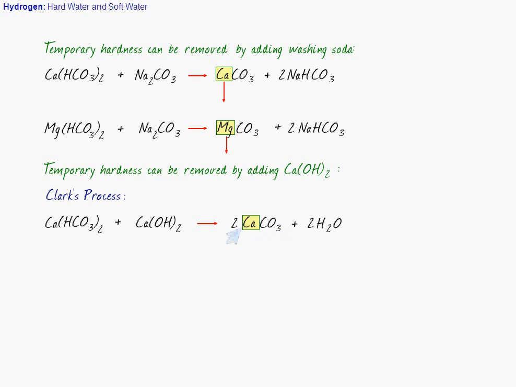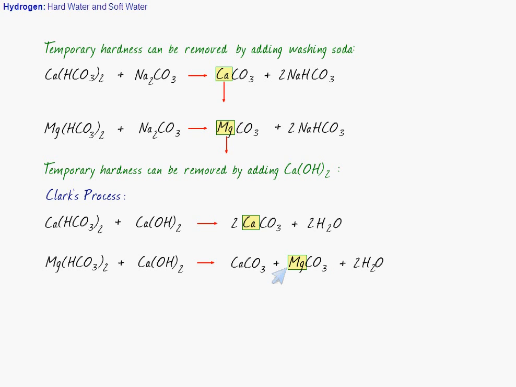Similarly, we have magnesium bicarbonate, Mg(HCO3)2, and here we also add slaked lime, calcium hydroxide. We get here CaCO3, we get here MgCO3, and 2 water molecules. So in this way you find that magnesium ion moves out of the solution, thus making the water soft.